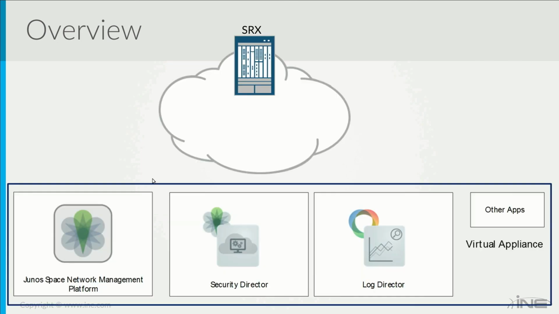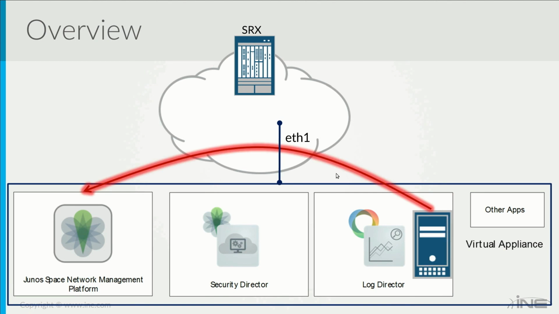Let's look at an infographic for integrated deployment. In this deployment, we connect Ethernet 1 of the Junos Space Virtual Appliance to the management network, and then we add this log collector integrated shell script to the network management platform as a specialized node, and then the SRX Series device sends syslog messages to this Log Director inside the Junos Space Virtual Appliance.